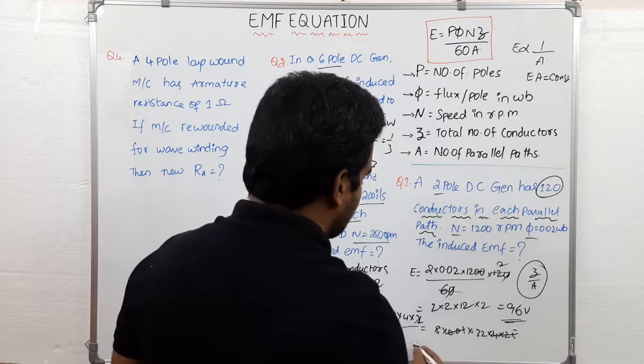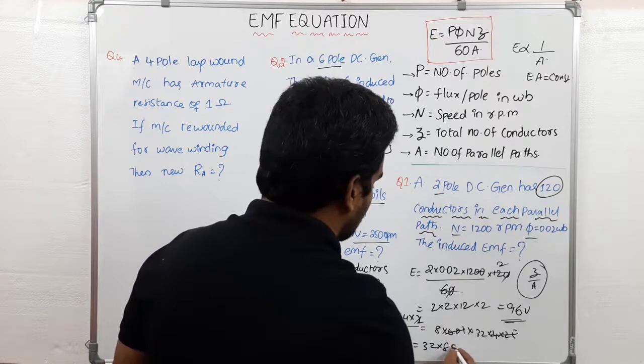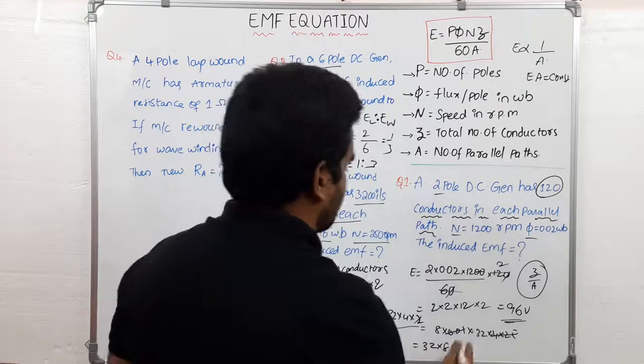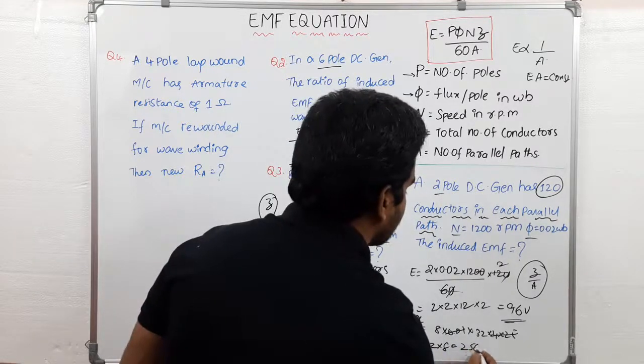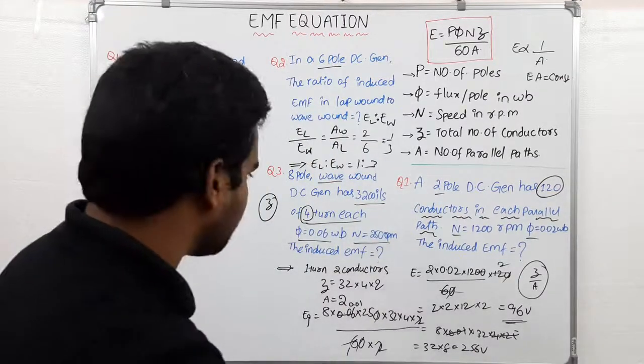Now 32 into 8 will be the induced EMF. What is the answer? 256 volts. Okay, please remember these things.